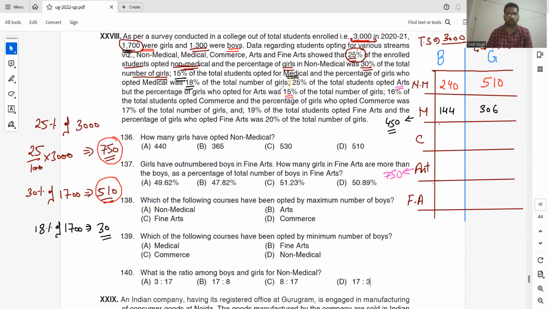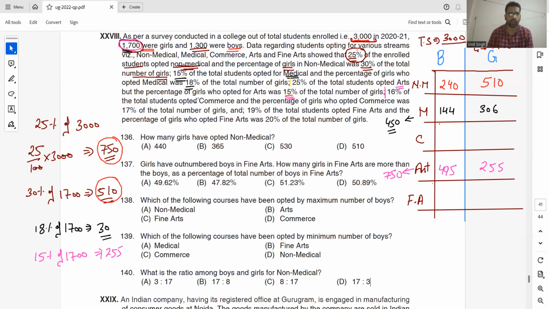But the percentage of girls who opt for arts is 15%. 15% of what? 15% of 1,700. Clear? It is not the total number of students, but 15% of 1,700, which is equal to 255. And total number of students 750. 750 minus 255 is equal to 495. Total number of boys in arts is 495, but girls is 255.